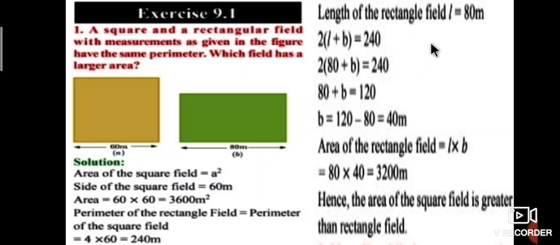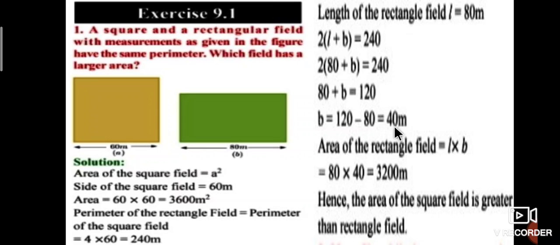Therefore, the length of the rectangle field, L, is equal to 80 meters. The perimeter is 2 into (L plus B) is equal to 240. So 2 into (80 plus B) is equal to 240. 80 plus B is equal to 120. Therefore, B is equal to 120 minus 80, that is equal to 40 meters.